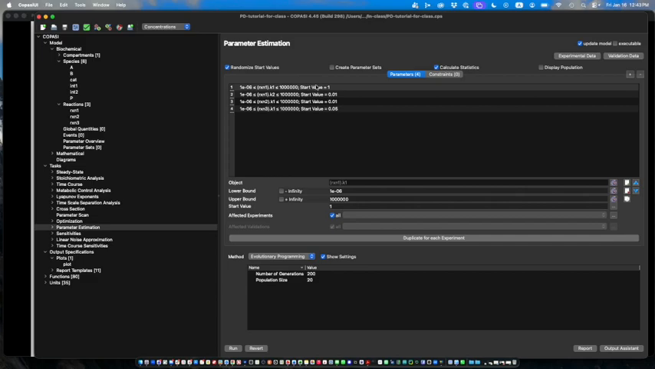I say OK, and what it'll do is bring in and say, all right, you're telling me that I can vary K1, that first equilibrium constant, between 1 times 10 to the minus 6 and 1 times 10 to the plus 6. You've given it a range. And the starting value is whatever your model actually started with.